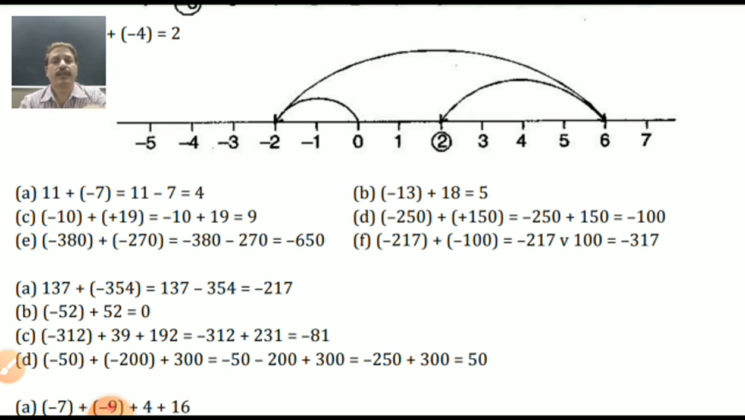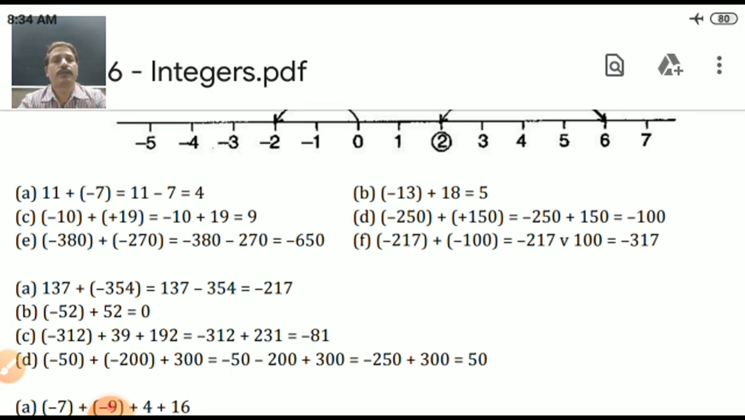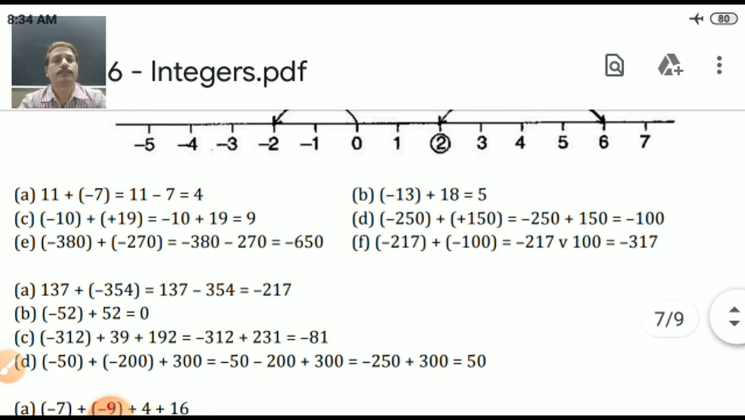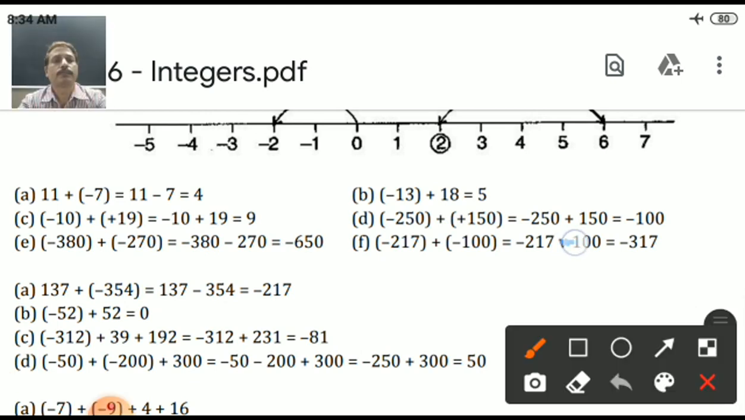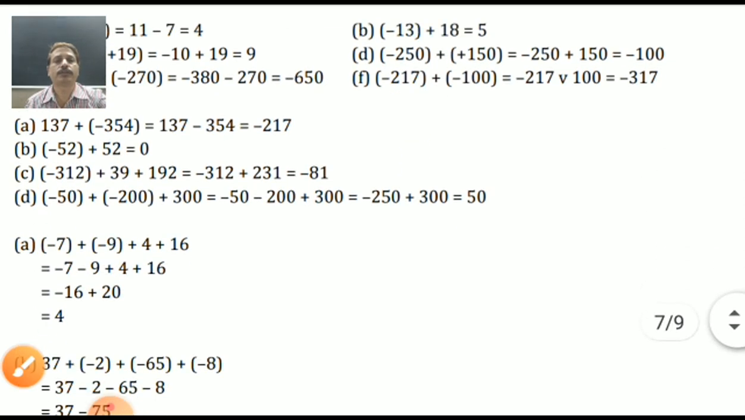Here a plus sign is there, beta. Don't worry, it is a negative sign. This is a negative sign. Typing mistake. Next one also follows the same process. Correct.